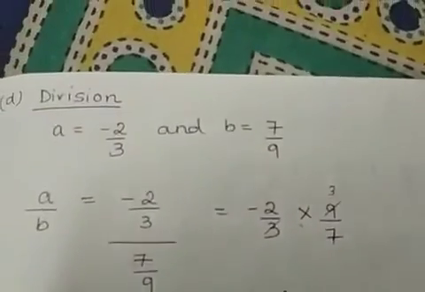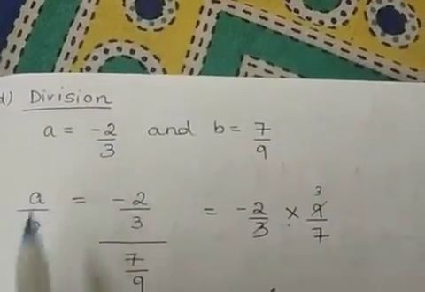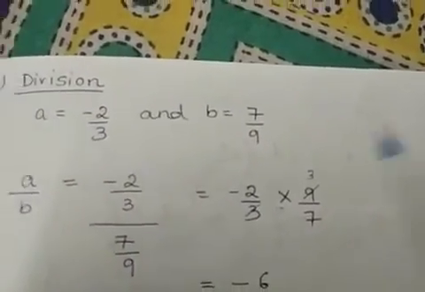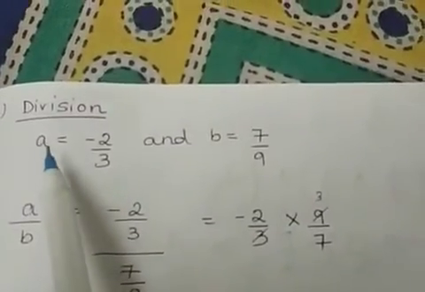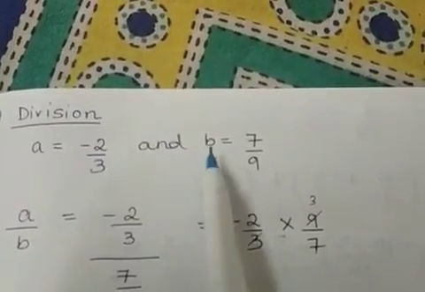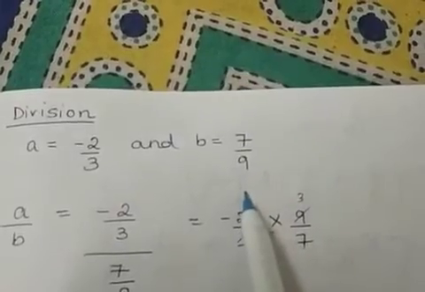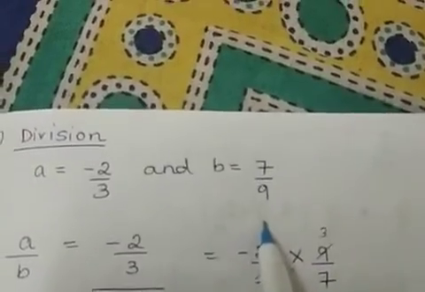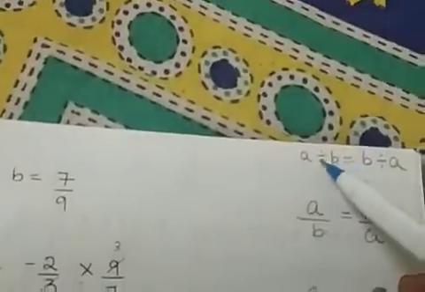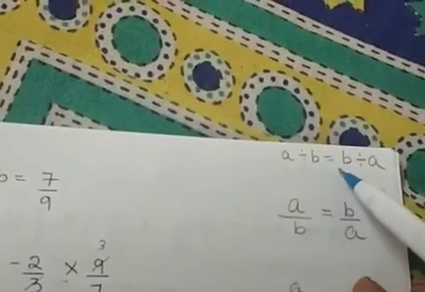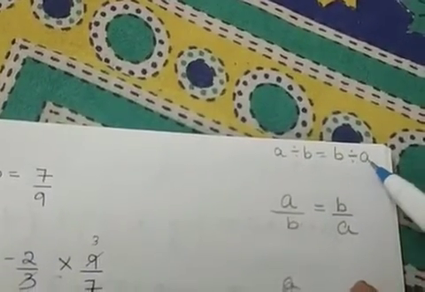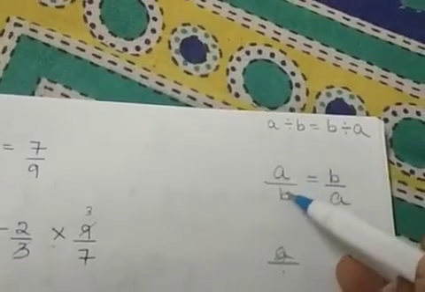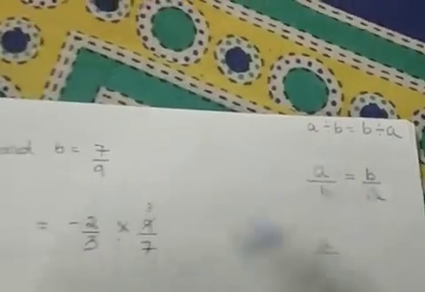Now let us see if this property holds true for division. Here I am taking a as minus 2 upon 3 and b as the rational number 7 upon 9. If the property holds true, a divided by b should be equal to b divided by a. That is, a upon b should be equal to b upon a.